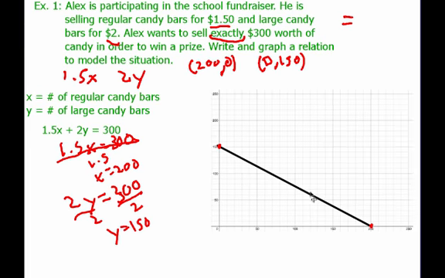Now, I don't have to do any sort of shading with this graph now that I've drawn in my line, because since it's an equation, only values that are on this line are values that Alex could sell and make his $300. So if we look at this, we can figure out some points that are on here. Like if we look at x is 50, we get y is, what is this? 1, 2, 3, 4, 110. So (50, 110). Let's see if that works for our problem here.